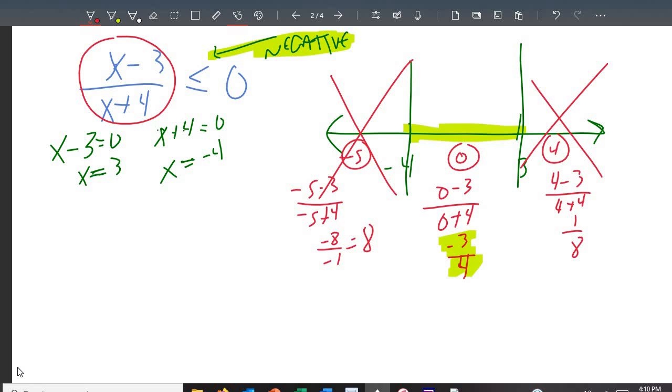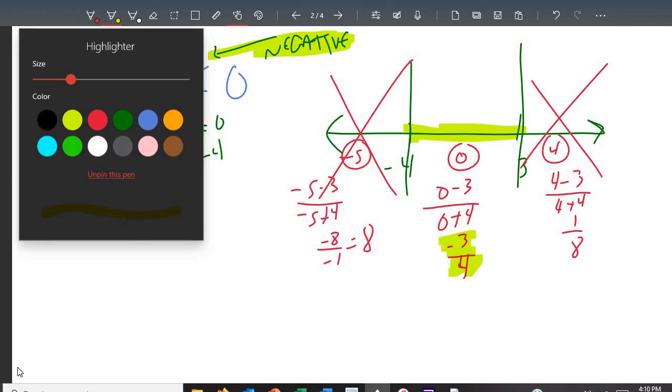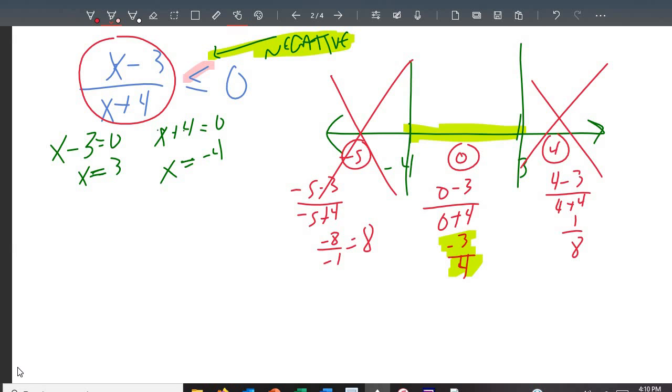Now, here's a little situation. This less than or equal to means my answer has brackets. The problem is we have a fraction. The bracket indicates it can equal something. Now, just think about this, what would happen if I let x be negative 4? I'm going to get a 0 in the denominator, but that's impossible.